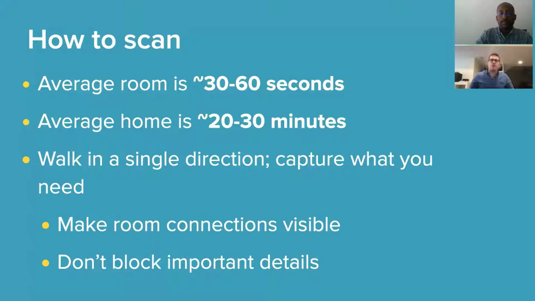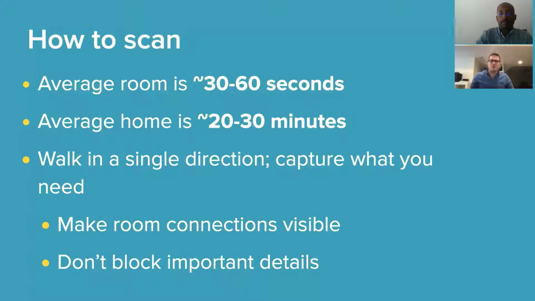You also don't want to block important details. So that means you want to open up any curtains on the windows so that the app and device can see where your window ends and where the wall begins. If you've got a curtain covering that, we have no way of knowing where that wall actually ends and where your window pane starts. So essentially, if you can't see it with your eyes, Canvas won't be able to see it, and we'll have to make some assumptions when we are looking at your space.